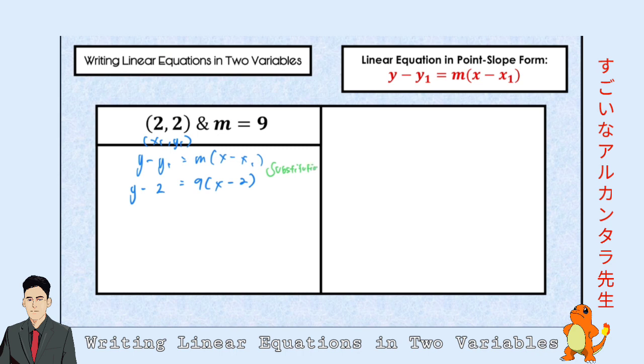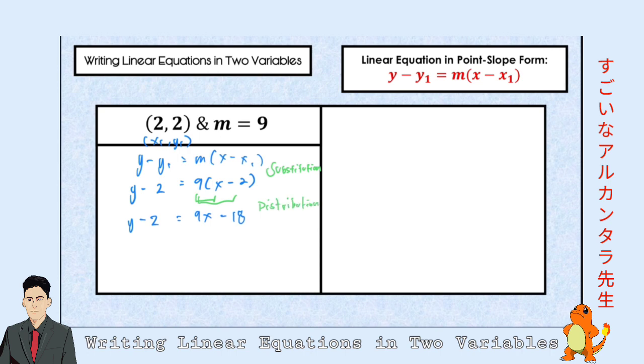We change the variables to their corresponding numbers or values. Now what we're going to do is by distribution. Multiply 9 to x, multiply 9 to negative 2. So we're going to have y minus 2 equal to 9x minus 18. This is again by distribution or distributive property.